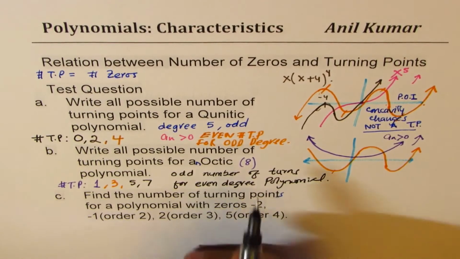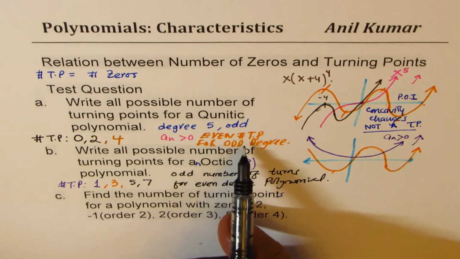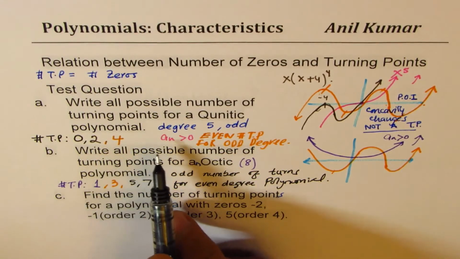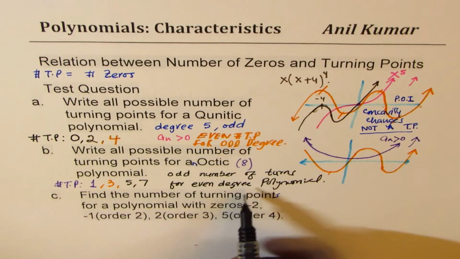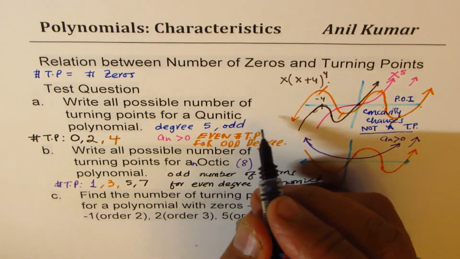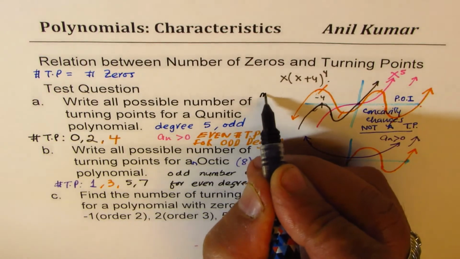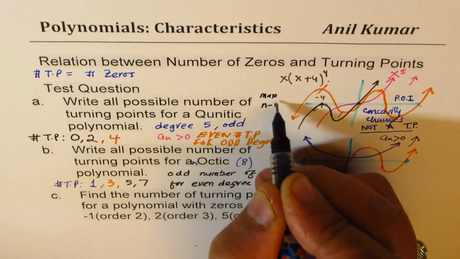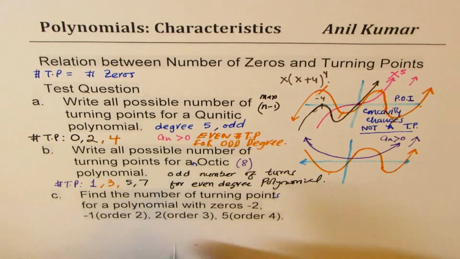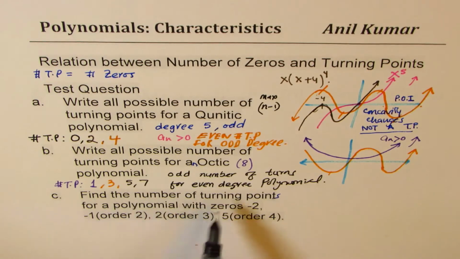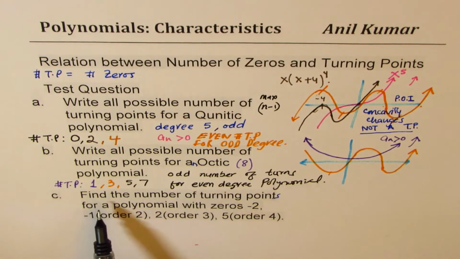Important concept. So if the degree is odd, we have even number of turns, 0, 2 to n minus 1. So the maximum turning point is always n minus 1, right? So we say maximum is n minus 1. Is it okay? Minimum is 0 for odd degree and 1 for even. Perfect. Now part C is we are given zeros. We say find the number of turning points for a polynomial with zeros at minus 2.